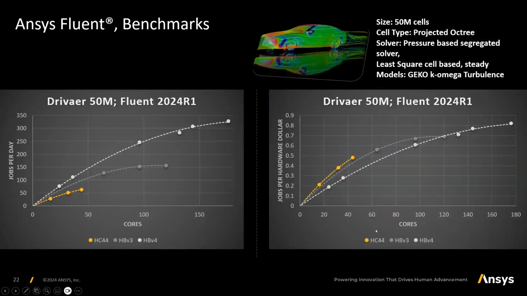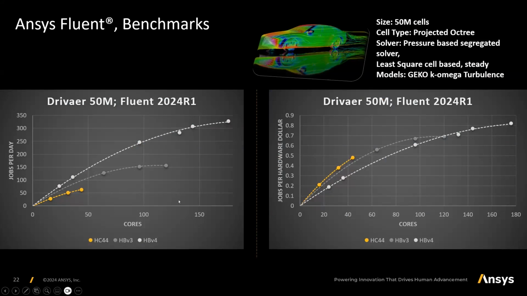So the last slide I have is the latest Fluent benchmarks we have. So we looked at the drive air 50 million element model, which is an external aero simulation, and we benchmarked HC44, HBv3, and the latest HBv4 that's very recently made available. And again, we looked at the solver rating or jobs per day against the number of cores.